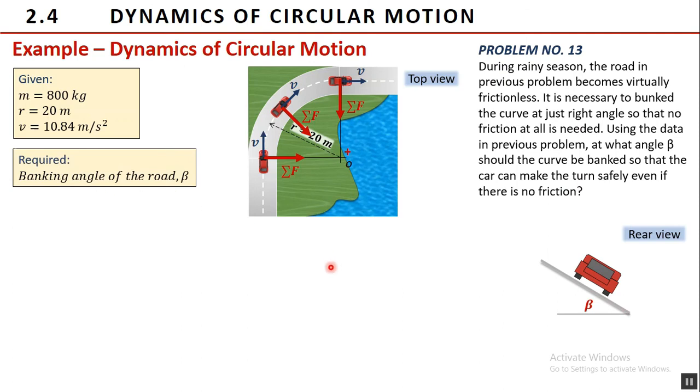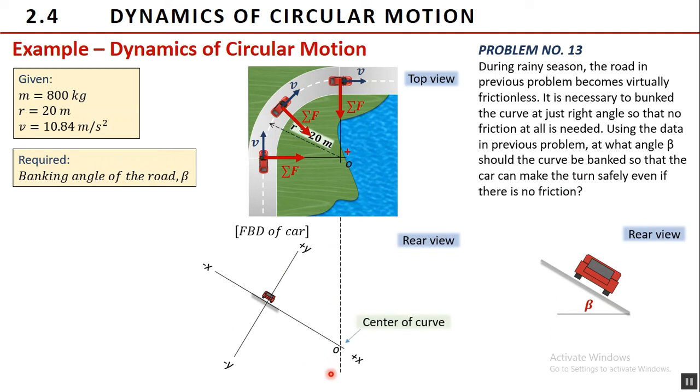First we draw a free body diagram of the car. So this is the road and the car. This is the x and y axis. We make some projection to see the center of the curve. This is the radius of the curve, 20 meters. Then we indicate the forces acting on the car. We have the downward weight and the perpendicular normal force.